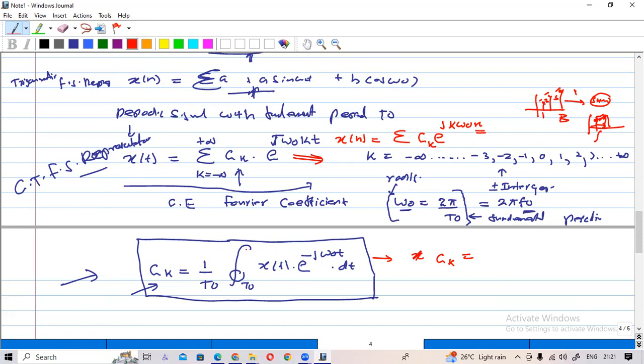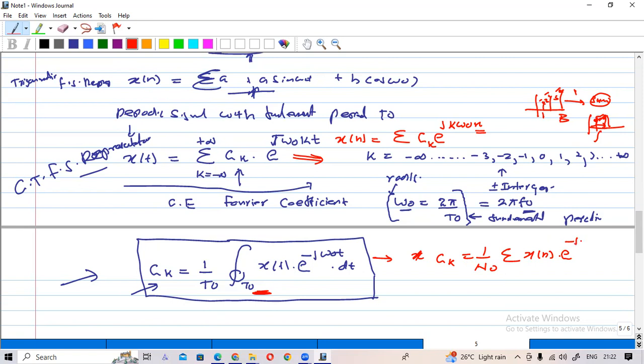So we need to integrate it for a continuous time signal. But for a discrete time signal, we have separate values, so no need to integrate. We can just sum them, instead of the integral over omega. That is x[n] e to the power minus jk omega naught n.